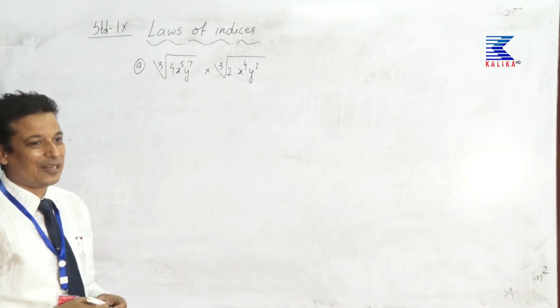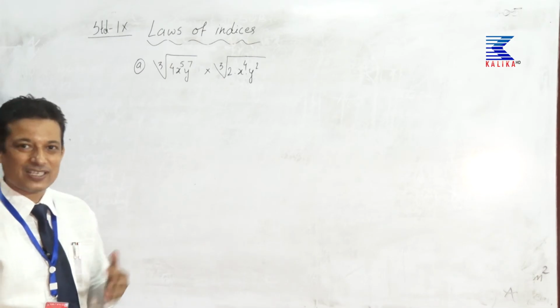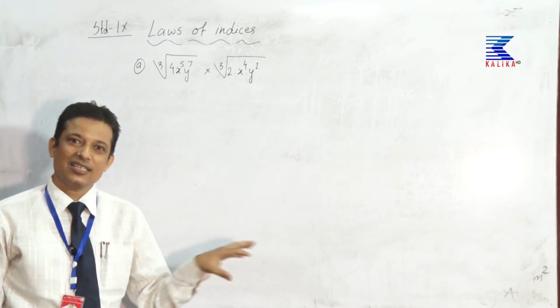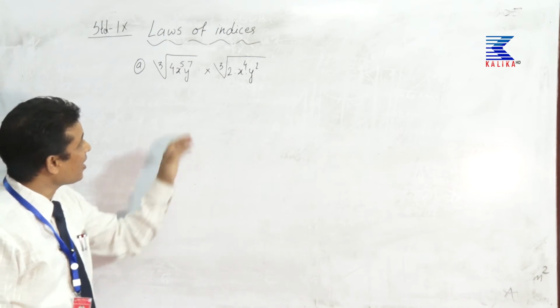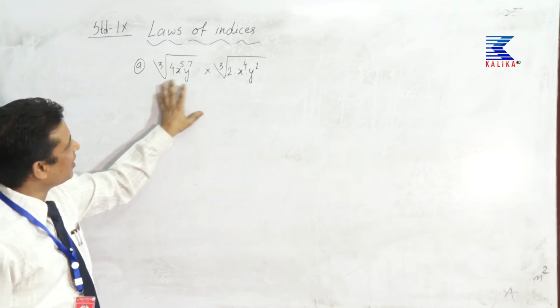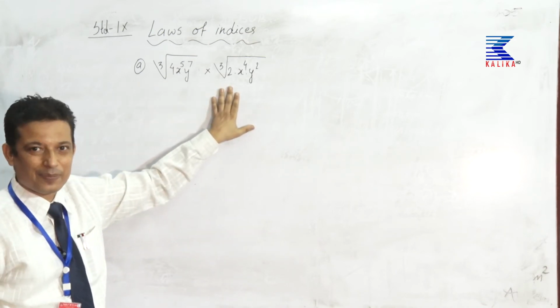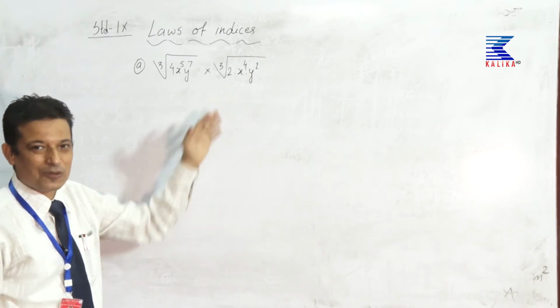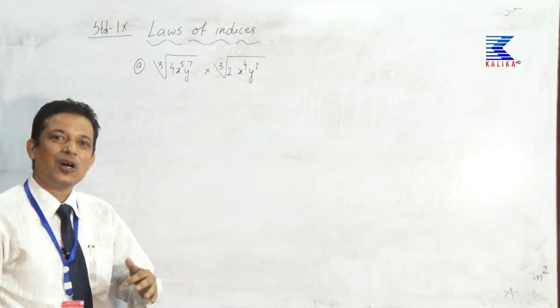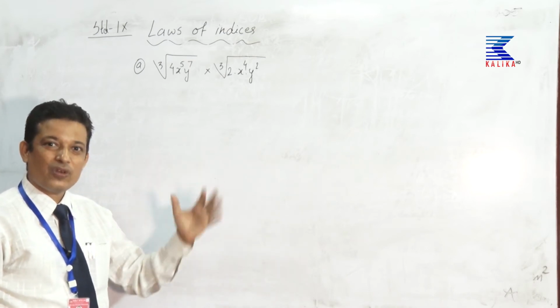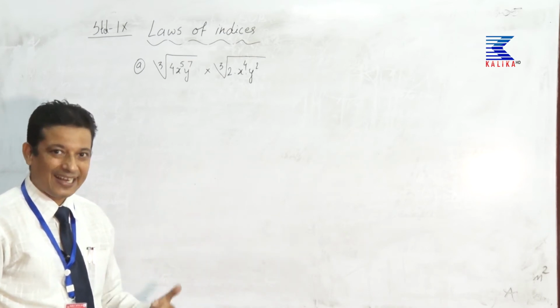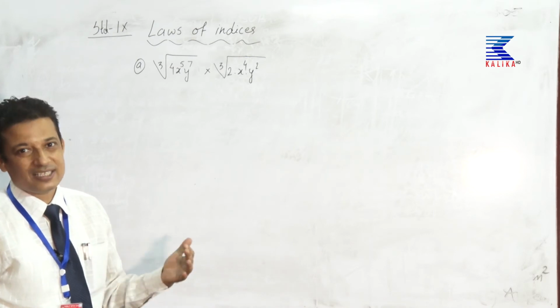First question. I am going to give you one example of this model. This is second model in laws of indices that we are learning today. So here suddenly sword came. You can see we are learning laws of indices. Sword is also a part of indices, because every sword we can write in the form of indices.